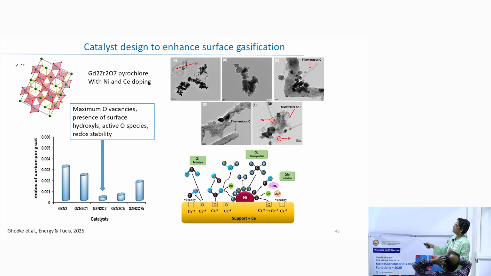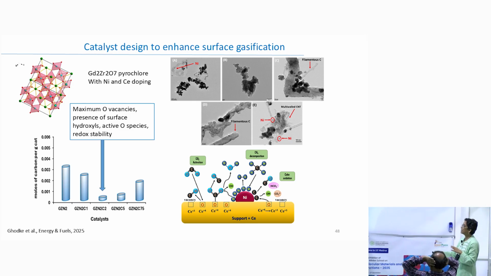This is one example where we could really control the coke formation by introducing cerium doping into the pyrochlore. You can see that this is a catalyst, and in the rest of it you can see filamentous carbon forming. If you look at the carbon formation, the optimum cerium loading is the minimum. This is what we think: because of the introduction of cerium, oxygen vacancies are formed, and those oxygen vacancies will regenerate and form gasification sites on the surface of the catalyst.